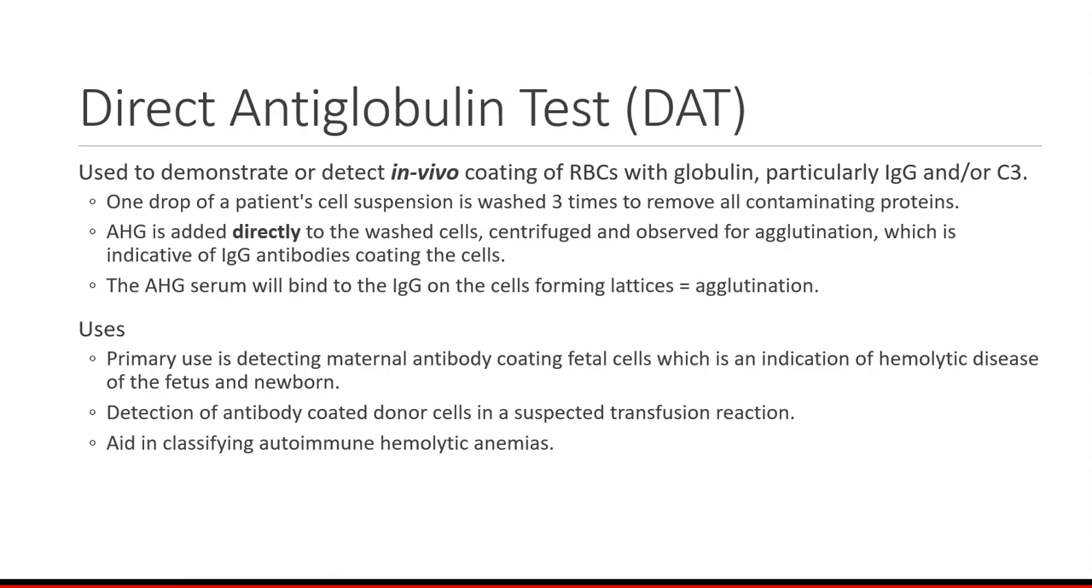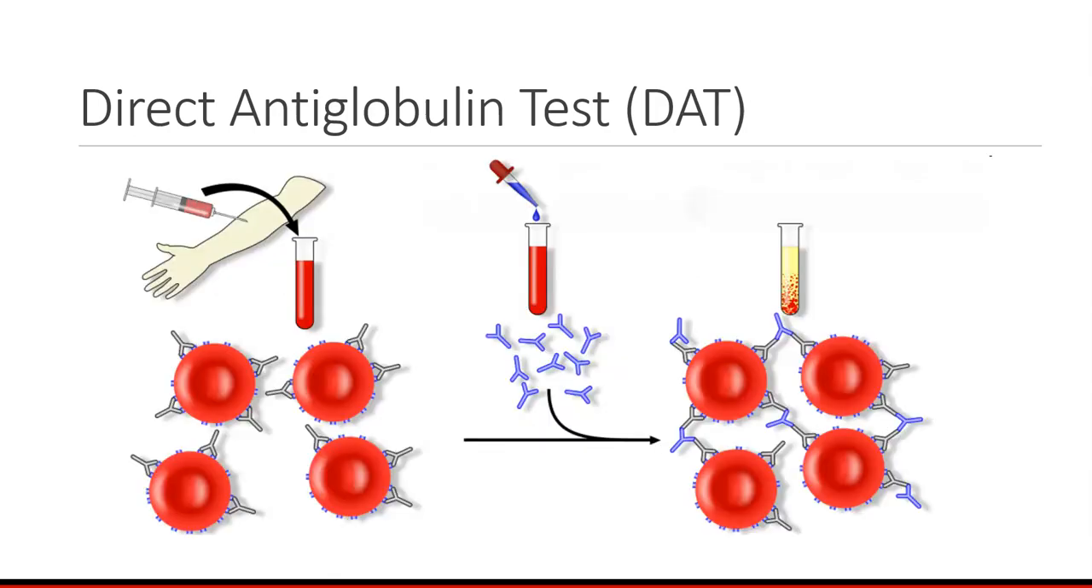So what will occur is you will see that the donor cells will be agglutinated with the antihuman globulin serum because they're coated with patient antibody. It also is used to aid in the classification of autoimmune hemolytic anemias, which is a whole section on its own. So this picture nicely illustrates the direct antiglobulin test.